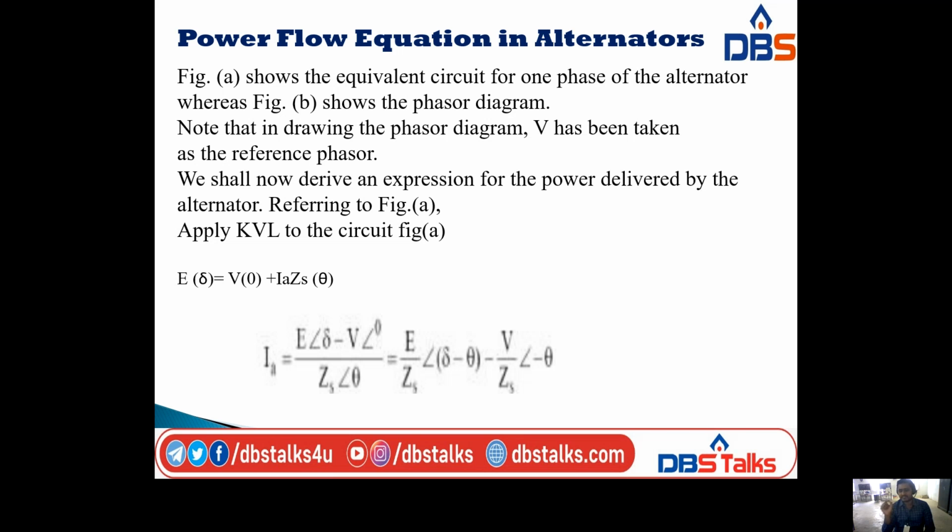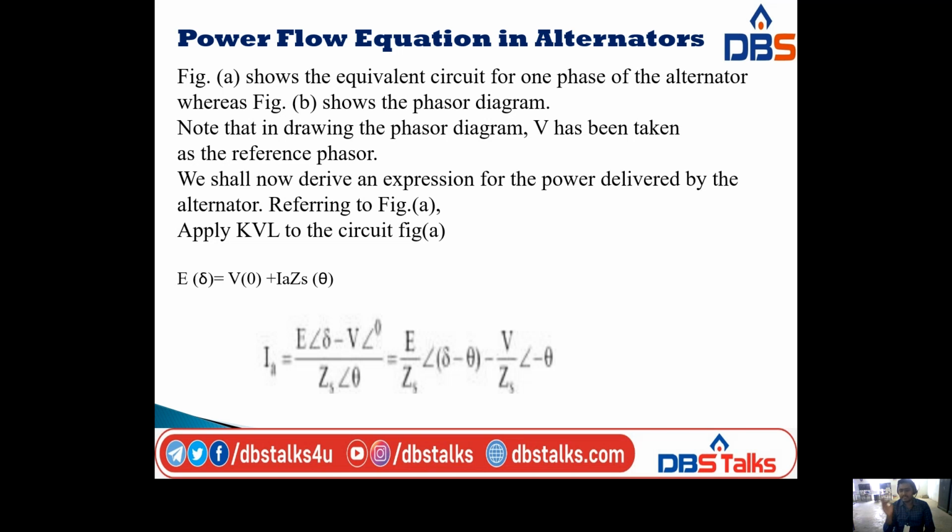So from this one I will rewrite that equation into Ia is equal to E at an angle of delta minus V at an angle of 0 divided by Zs at an angle of theta. So from this one I also write E by Zs at an angle of delta minus theta minus V by Zs at an angle of minus theta. Okay, this is the expression for the armature current in this arrangement.